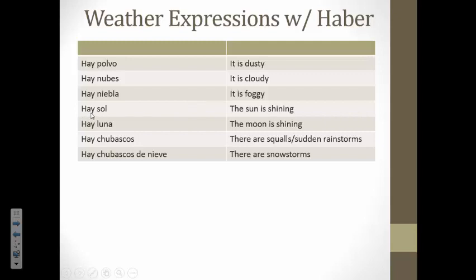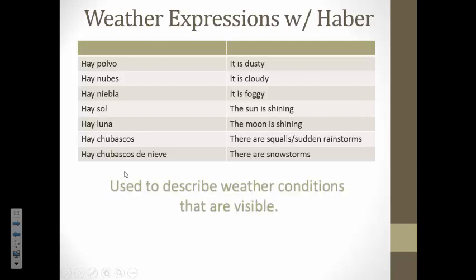Hay sol, literally saying there's sun or the sun is shining. Hay luna, the moon is shining. Hay chubascos. There are squalls or sudden rainstorms. And hay chubascos de nieve. There are snowstorms. So really these chubascos are just like storms that kind of pop up. They come out of nowhere. You'll notice that all of these weather expressions used with haber have something in common. They all describe weather conditions that are visible to the eye.